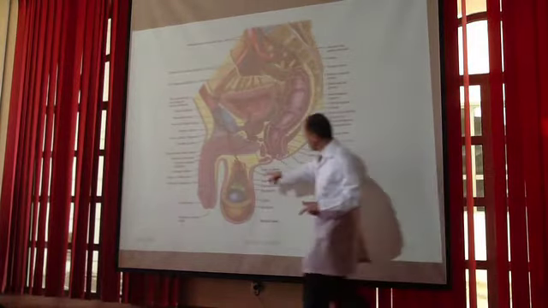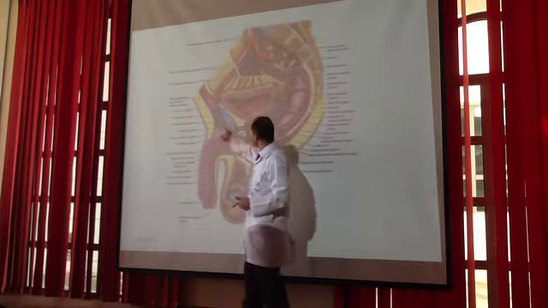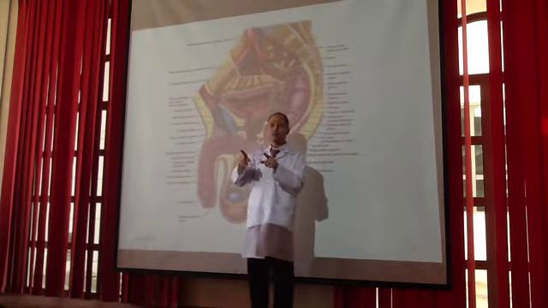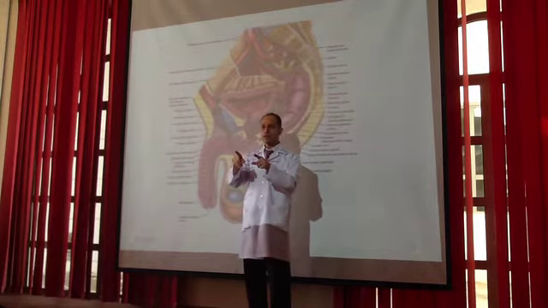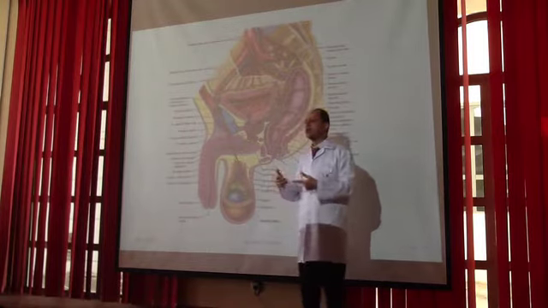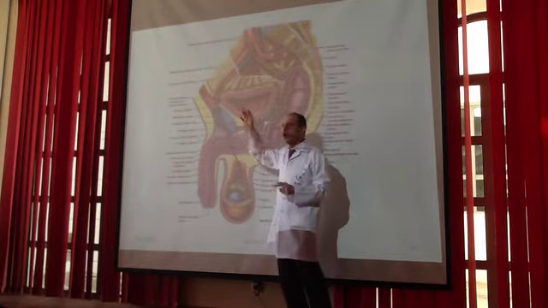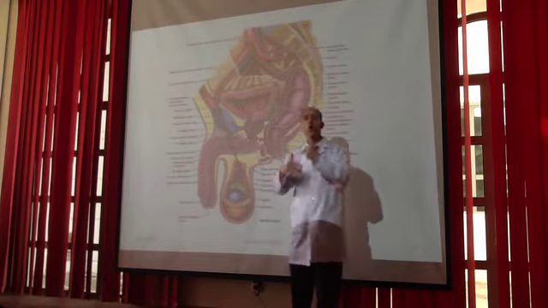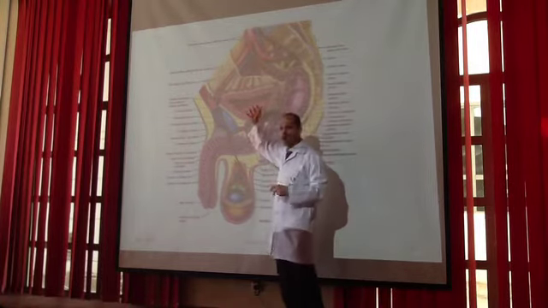So finally this vas will carry mature sperms till the back of the urinary bladder. By the way, what is the urinary bladder? Hollow muscular organ. Why hollow? To be a reservoir for urine.